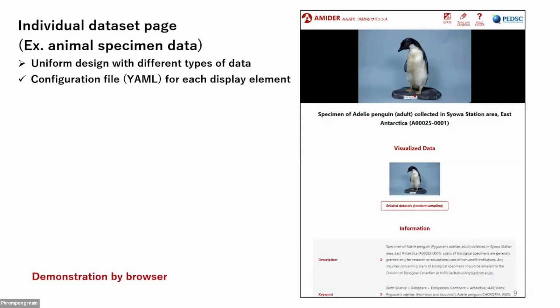And this is another example, animal specimen data. Very different kind of data from the time series data, but with uniform design. We use a configuration file for each display element, each data set. So keeping the uniform design, we can display very different types of data by our tools.